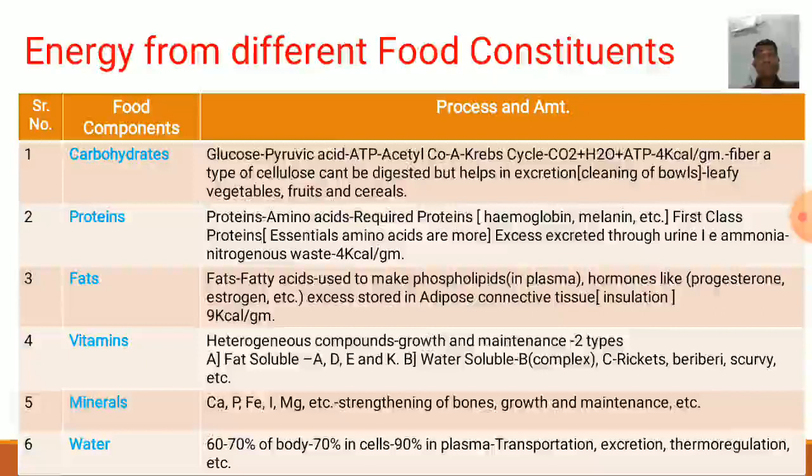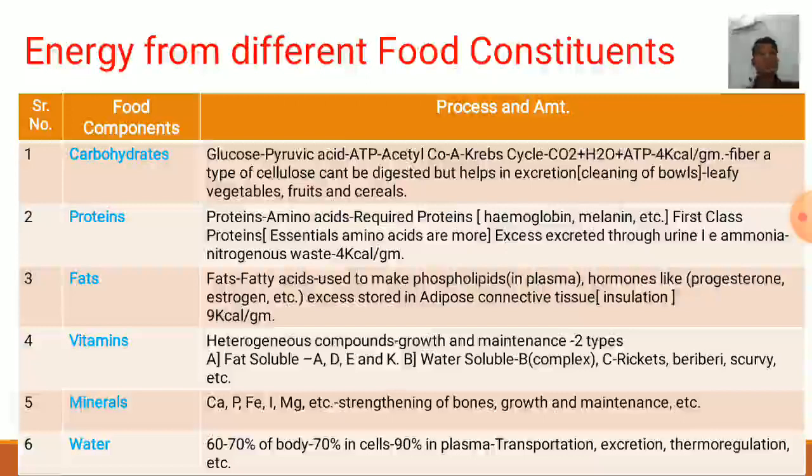The next food component is minerals. Minerals like calcium, phosphorus, iron, magnesium, etc. are for strengthening of bones, and growth and maintenance of the body.